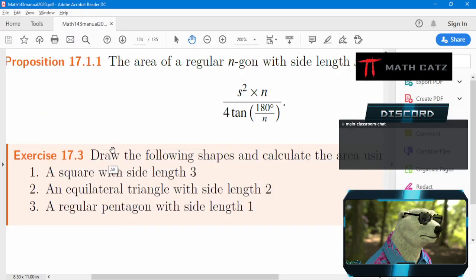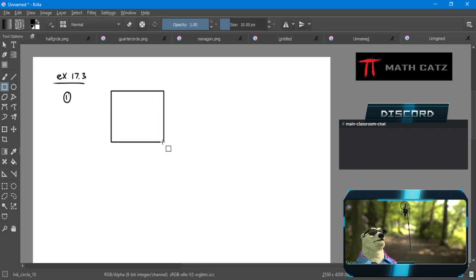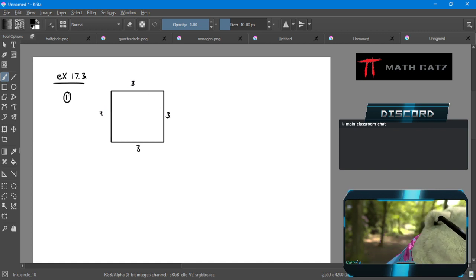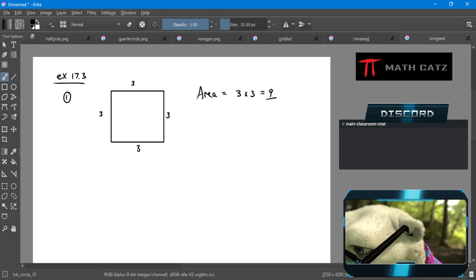So it says, instead of giving me the shape, draw a square with side length 3, whatever the unit is. So I can draw that. So all the sides are 3. 3, 3, 3. Now, of course, I know what the area is. It's 3 times 3. It's 9.